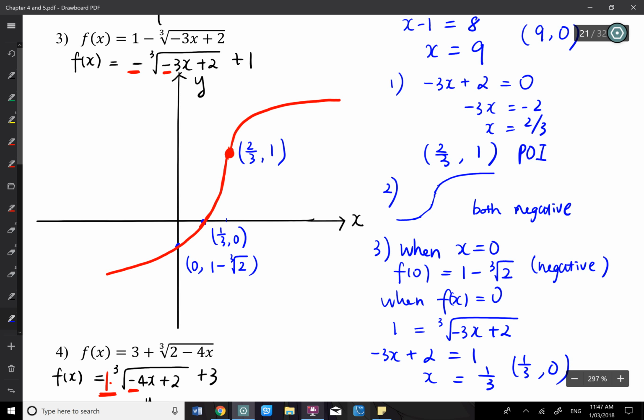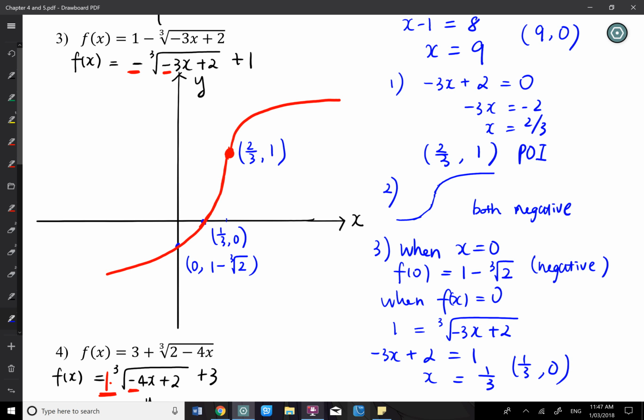Okay, so the third one, after I rearrange it, you can see that there is a negative in front of x and in front of the cube root. Therefore, it should be a positive shape. Your x and y intercepts should help you to see whether you get a correct graph or not. So that's the shape of the graph.